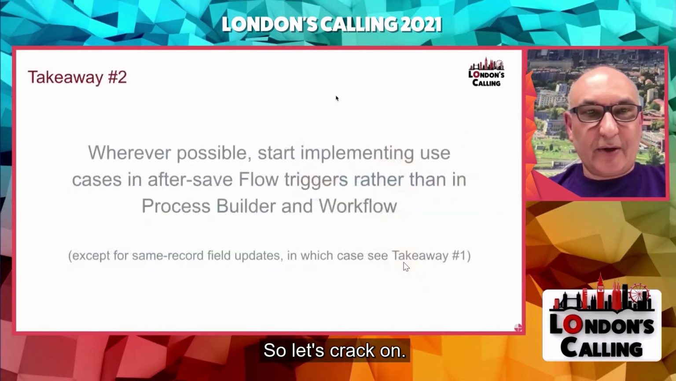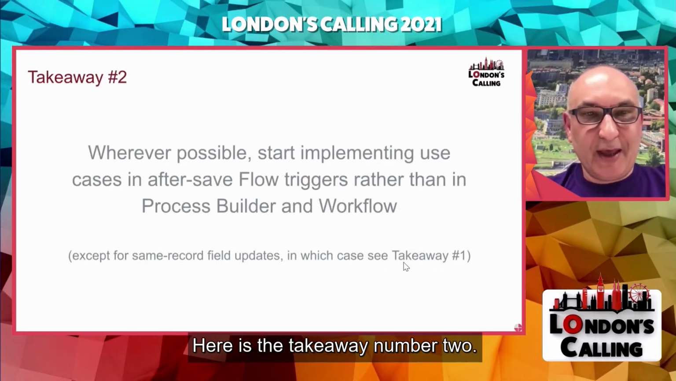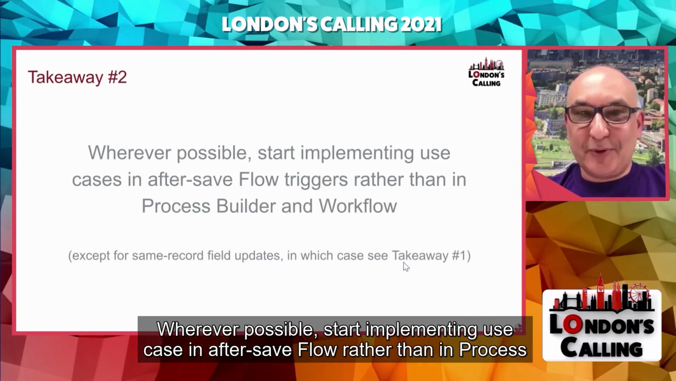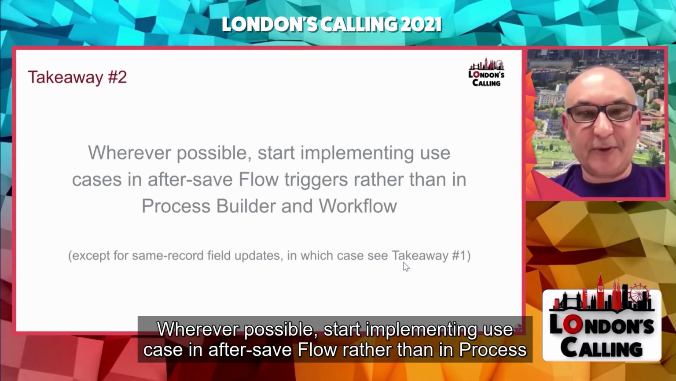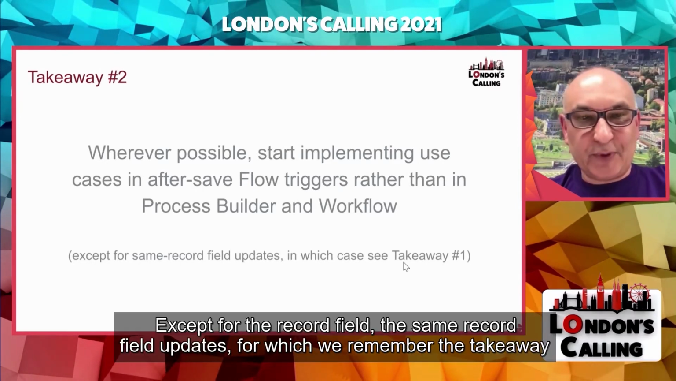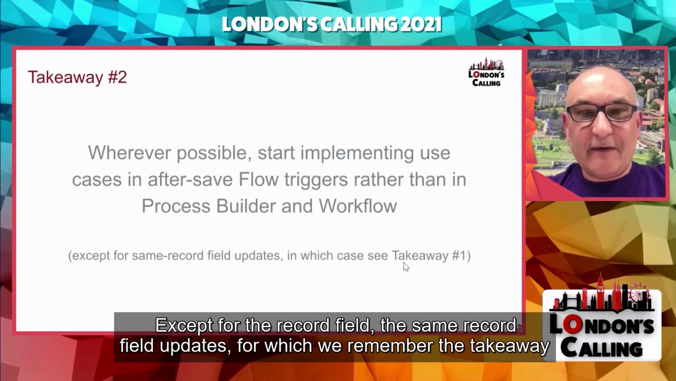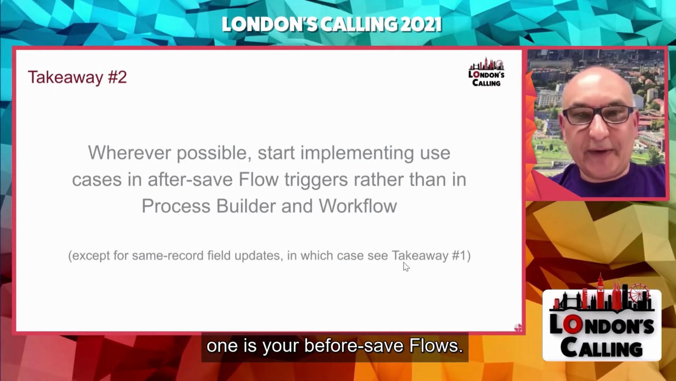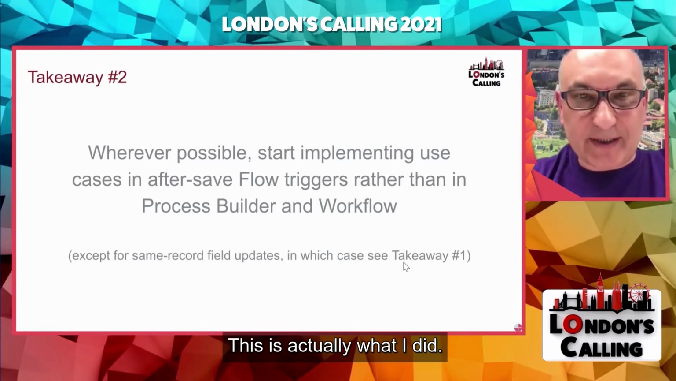So let's crack on. Here is the takeaway number 2. Whenever possible, start implementing use cases in after save flow rather than in process builder and workflow, except for the same record field updates, for which we remember takeaway one, which is use before save flows. And this is actually what I did.